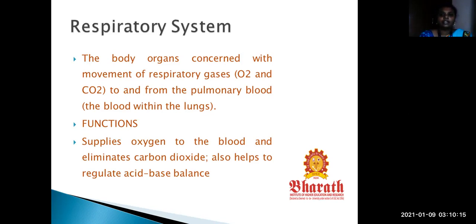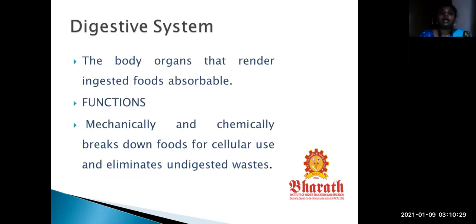Okay, so the respiratory system function is to supply oxygen to the blood and also eliminate carbon dioxide from the blood, and it also helps to regulate the acid base balance. And the next system is the digestive system.